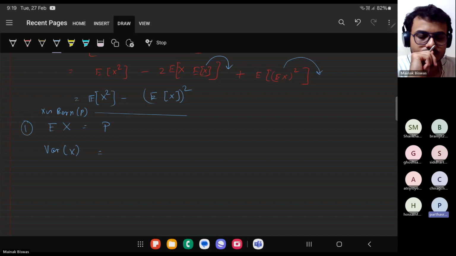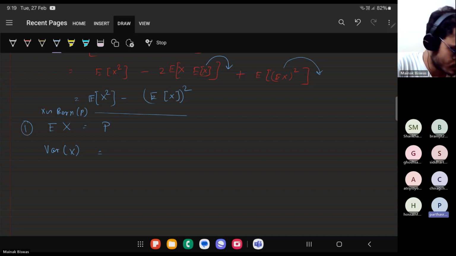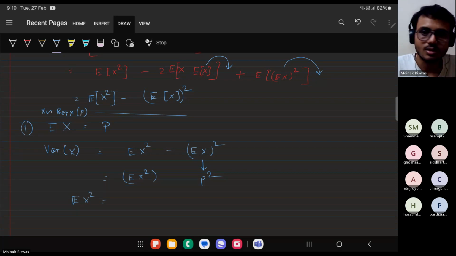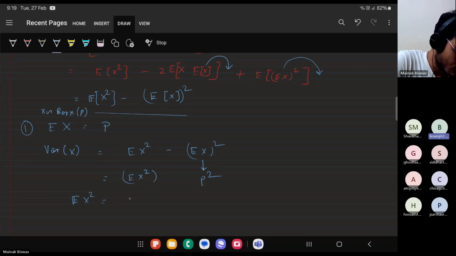It will be E of X square minus E of X whole square. So, what is it? I know this already, it's p square, right? Yes, and that is p. Why is it p? I want someone else to tell me. Go ahead, Brahmajit. Just because x is either 0 or 1, so x square is also 0 or 1. Correct.